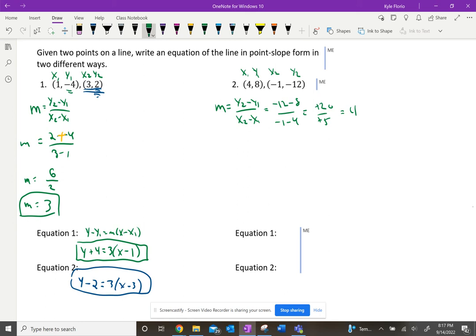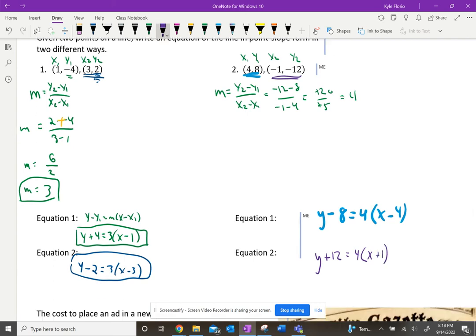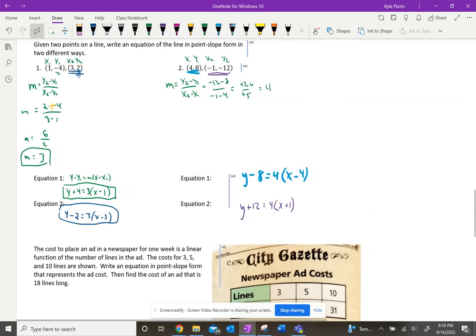So if I want the equation, let's use this point right here. Y minus y1, which is 8, equals m, which is 4, times x minus x1, which is also 4. If I'm going to use this point right here, I can make another equation of the same line. Y minus y2, so the negative 12 means I'm going to have a plus here. And then 4 times x, and the x coordinate is negative 1, so it's going to be plus 1. And that's it. Okay.